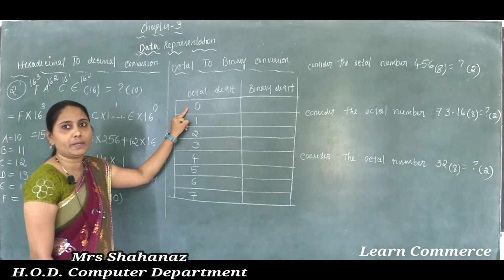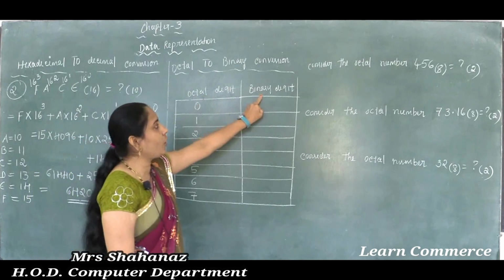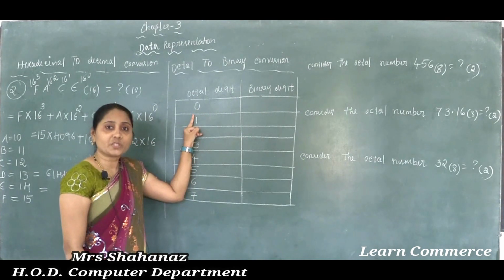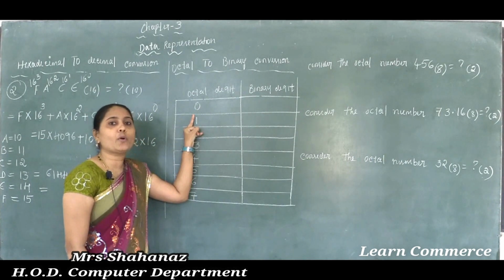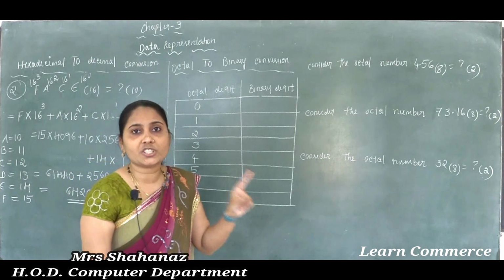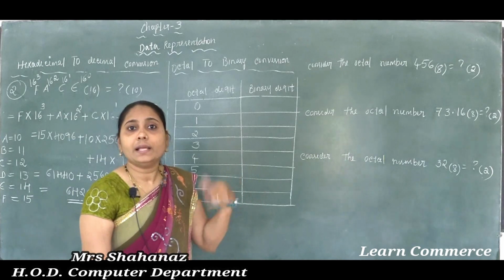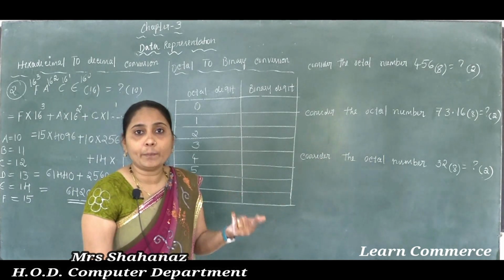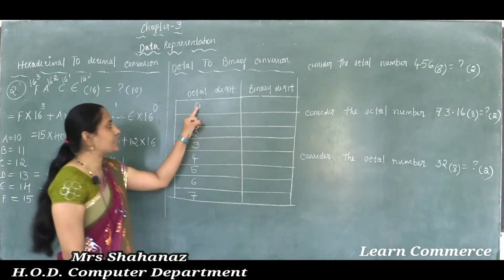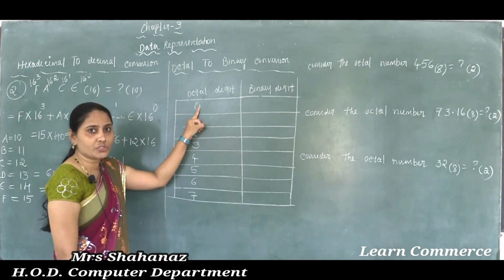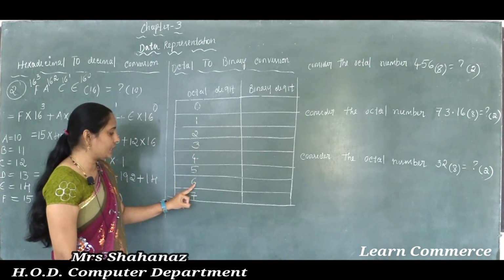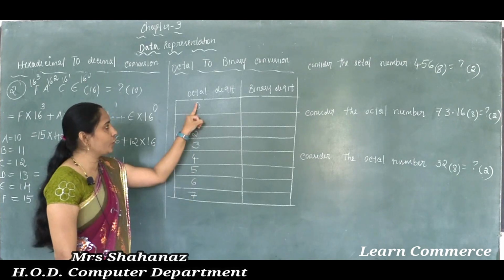The first column name is the octal digit, the second column name is the binary digit. As we know, the positional value of an octal number is 8, and the digits start from 0 to 7. So here I used the same digits: 0, 1, 2, 3, 4, 5, 6, 7, the octal digits 0 to 7.